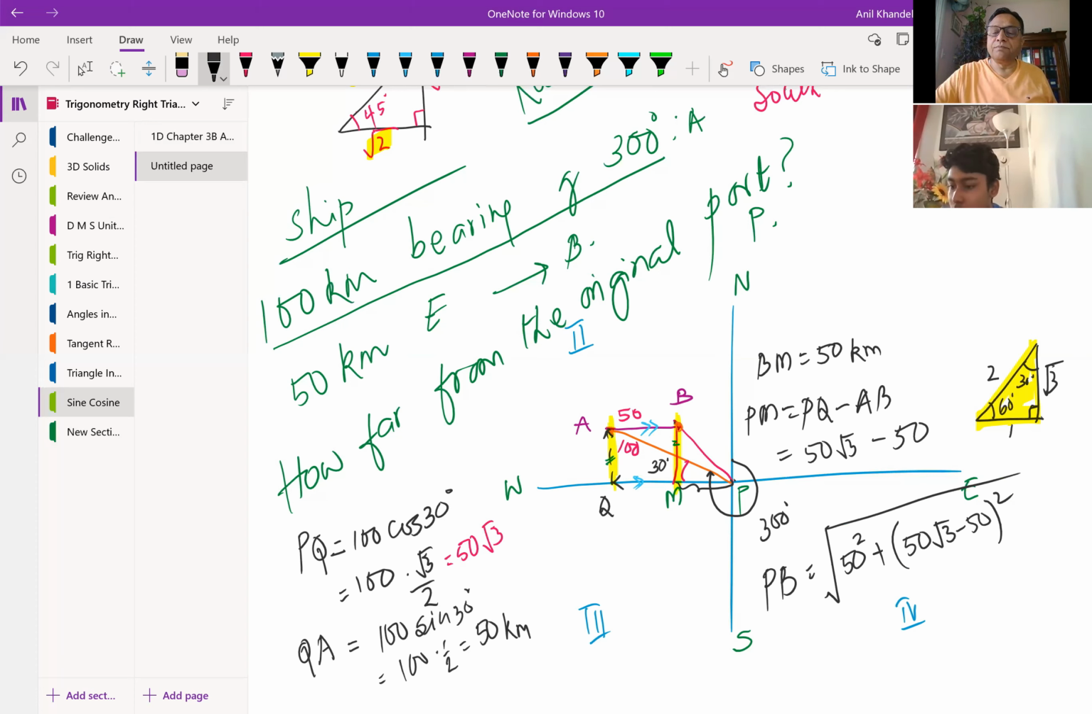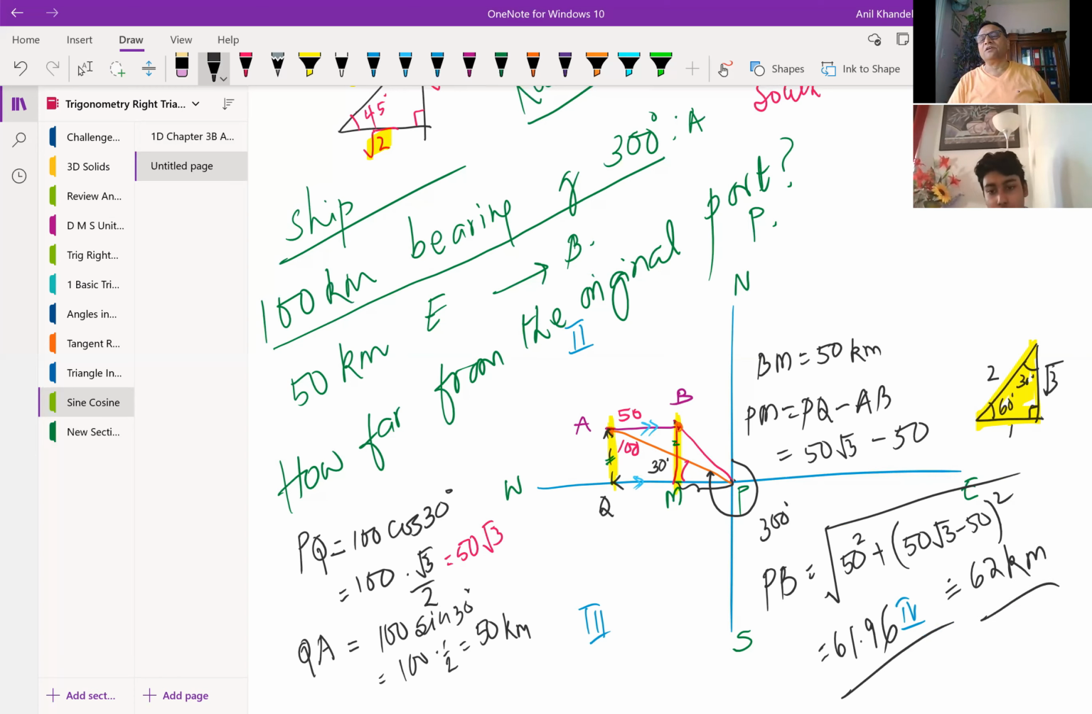61.96. Yes, sir. So 62. 62 kilometers. Do you see that? It returned a bit and it is only 62 kilometers farther away from where it left. You get the idea? Yes, sir. Correct. So we found this to be 62 kilometers, correct?